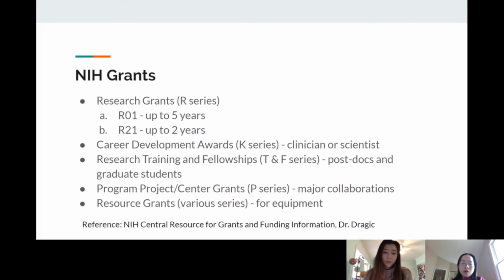There are also career and development awards, and this is for clinicians or scientists. The research training and fellowship series is mostly for postdocs, postdoctoral fellows, and graduate students. And there are the program project center grants, and those are largely for the major collaborations that happen. And there are the resource grants. These grants are for equipment.